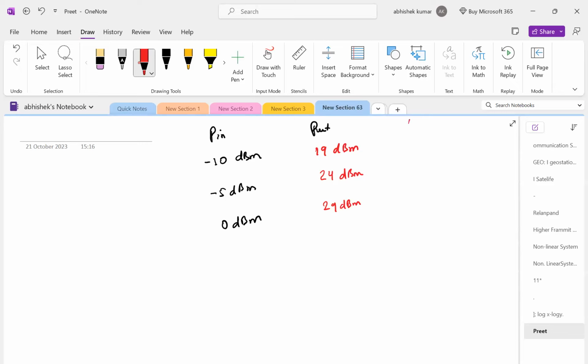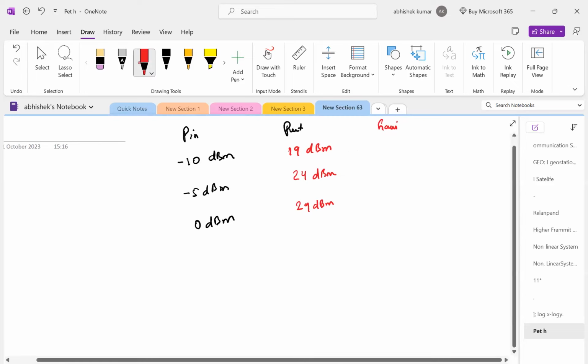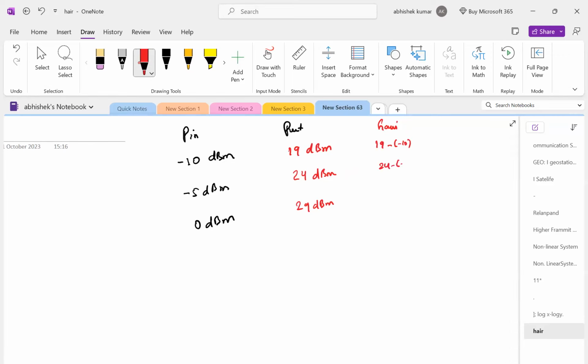And here, what is the gain? You know, gain is P output minus P input. 19 minus this one, 24 minus this one, 29 minus 0. Everything you will get 29, right? Are you getting it, Clara, or not? Yes, I'm getting it. Understood how we found it, right?